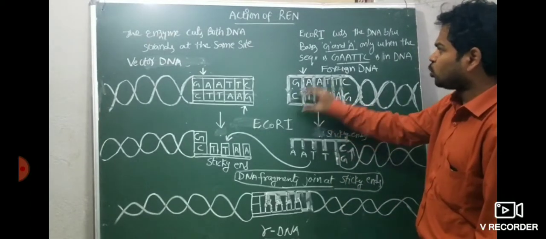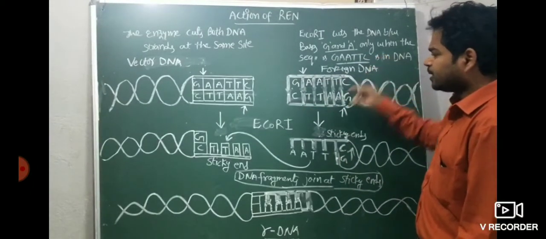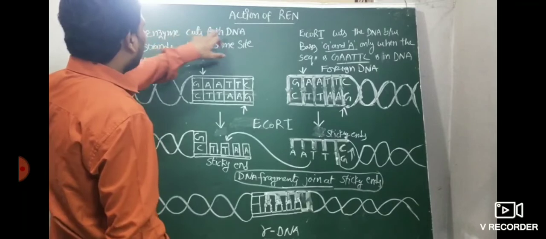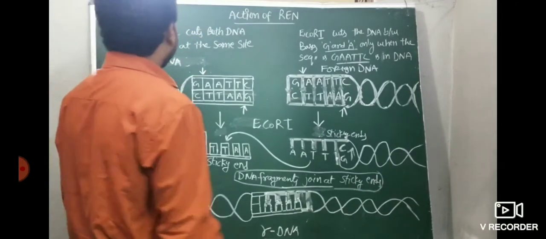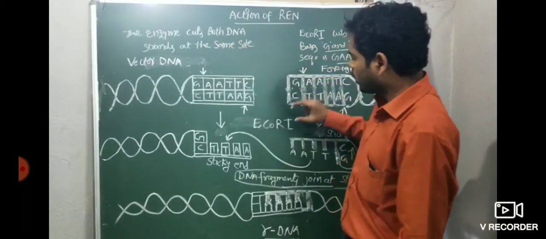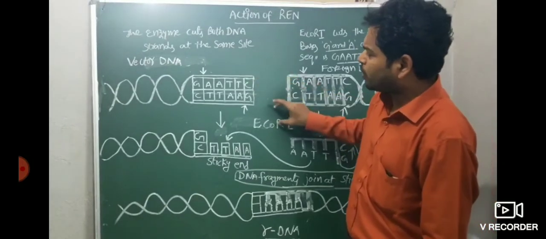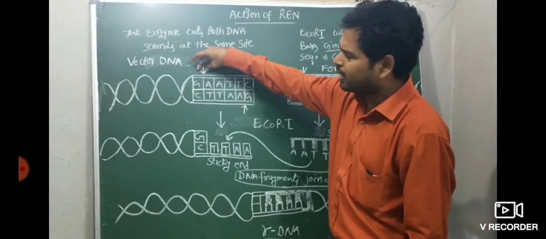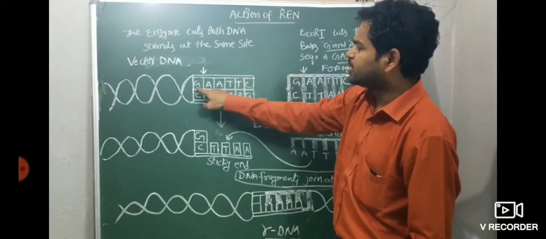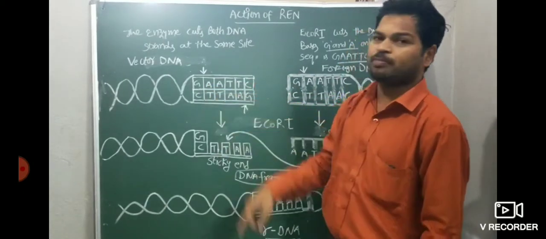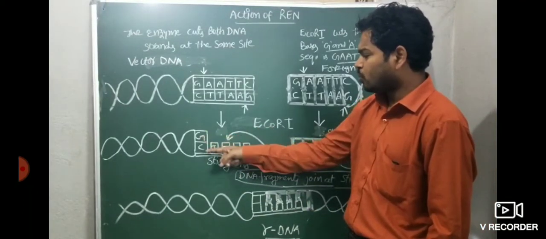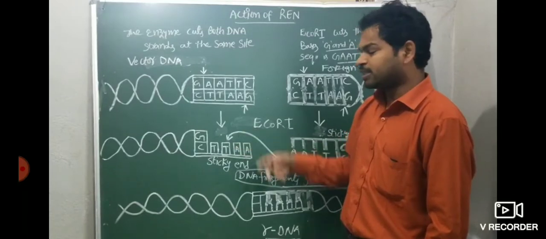What enzyme is used to cut the desired gene? The same enzyme, EcoR1, is used to cut both DNAs at the same site, meaning the vector DNA is also cut by the same restriction endonuclease enzyme EcoR1. When EcoR1 is used, it cuts the DNA between guanine and adenine bases when the sequence is GAATTC, a palindromic sequence. Then we get the sticky ends: one is a short end, one is a long fragment. This is nothing but sticky ends.